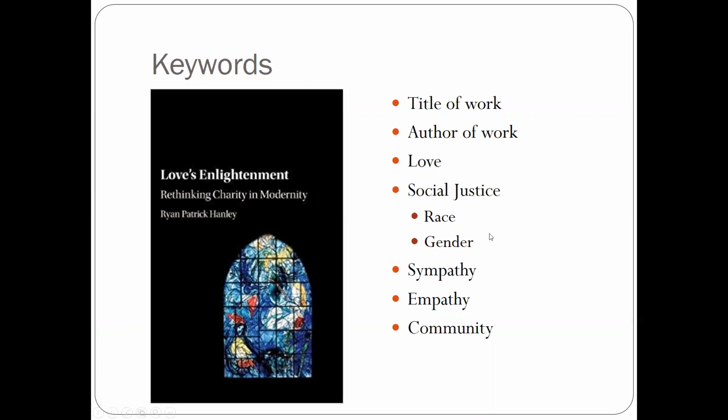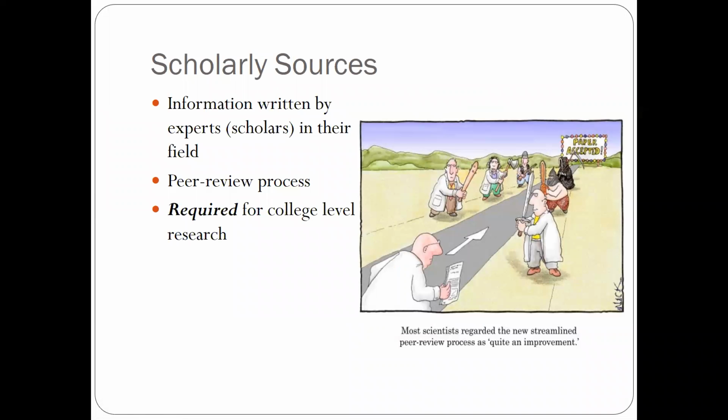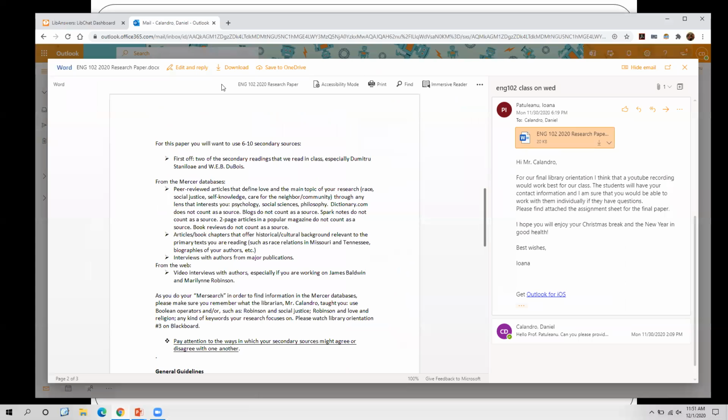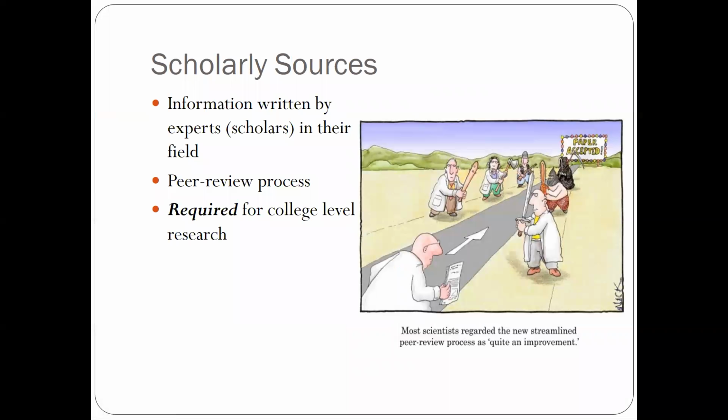So remember, when we go into databases, your professor ideally would like you to find scholarly peer-reviewed sources. Just as a reminder, they are written by scholars, experts in their particular field. She gives you a couple of suggestions for fields like social sciences, philosophy, psychology. These peer-reviewed articles will definitely help, and as you can see they're going to be required for college level research. The second part of the peer review process is that it goes through an expert panel. So again, we're going to be looking for these.